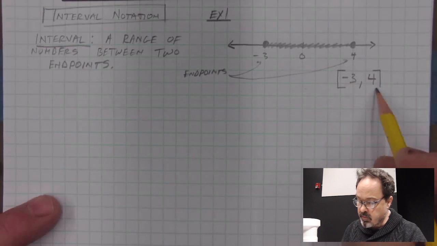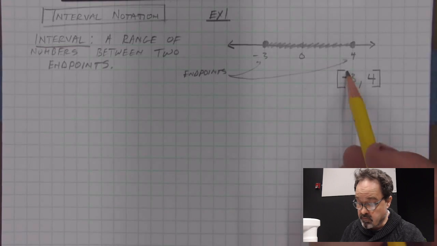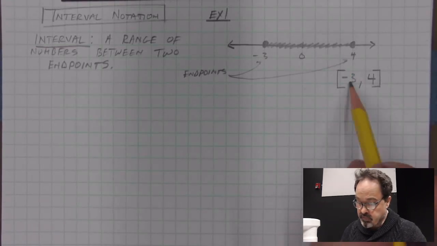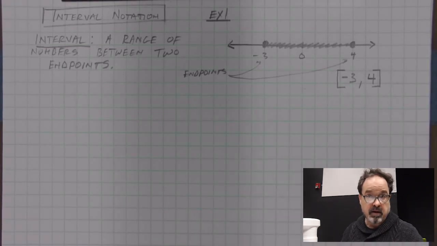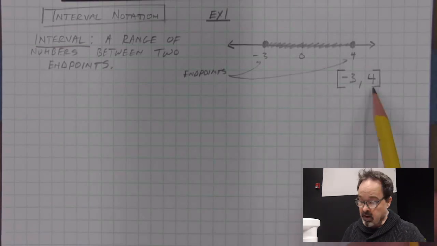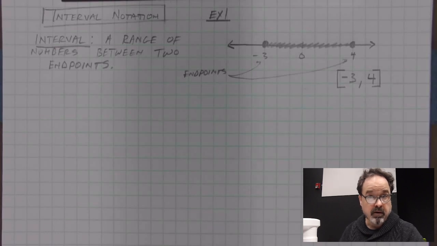And I'm going to use square brackets because a square bracket is what you use to include the endpoint. So this square bracket close to the -3 means that -3 is part of the interval, and all the numbers in between -3 and 4. The square bracket means that this 4 is also included in the interval.